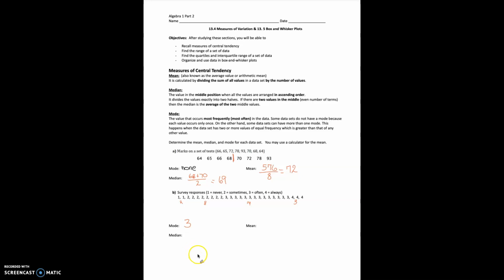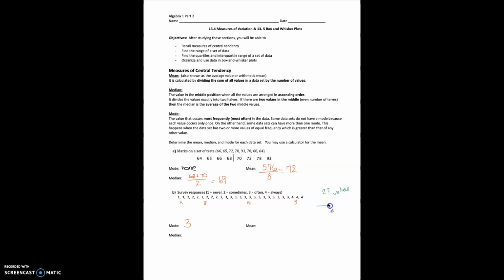The median. So how many values are there? Let me just switch the color for a moment. We have 10 plus 14 is 24, 27 values. So we have 27 values. So if I were to split the number 27 in half, I would get 13 and a half.